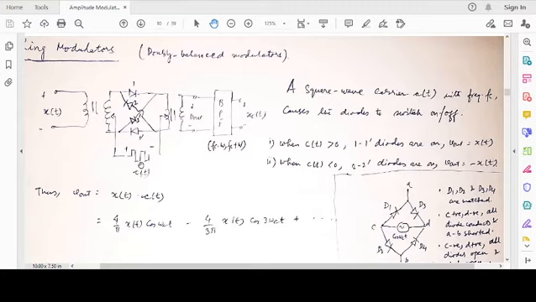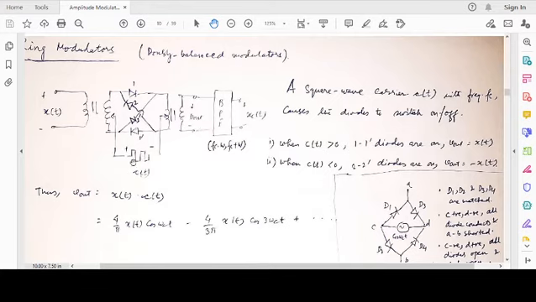Fine. So when the carrier c(t) is greater than 0, you have a high voltage here and a low voltage here. So the diodes, one conducts, and since you have a lower voltage on this side, diode 1 conducts and 1 prime conducts. The output Vout is basically x(t).